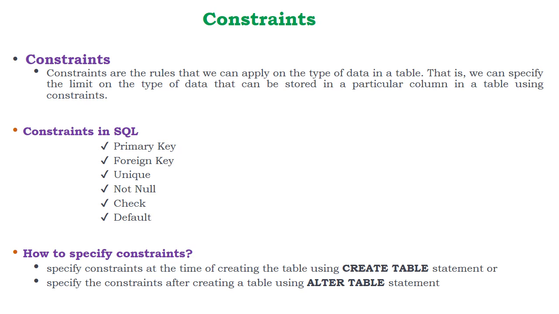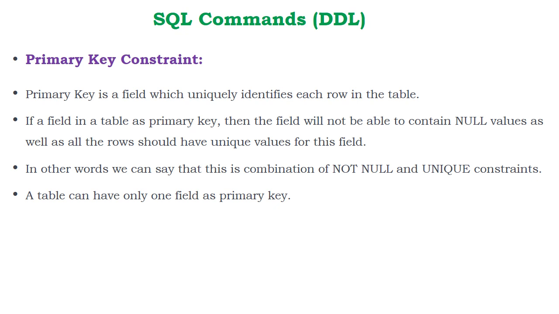Then how to specify the constraint? While creating a table, we can apply the constraint. While altering the table, we can apply the constraint. Let's start with the primary key constraint. The primary key is a field which uniquely identifies each row in the table. Once a column becomes the primary key, it does not allow any null value, and it does not allow any duplicate values.